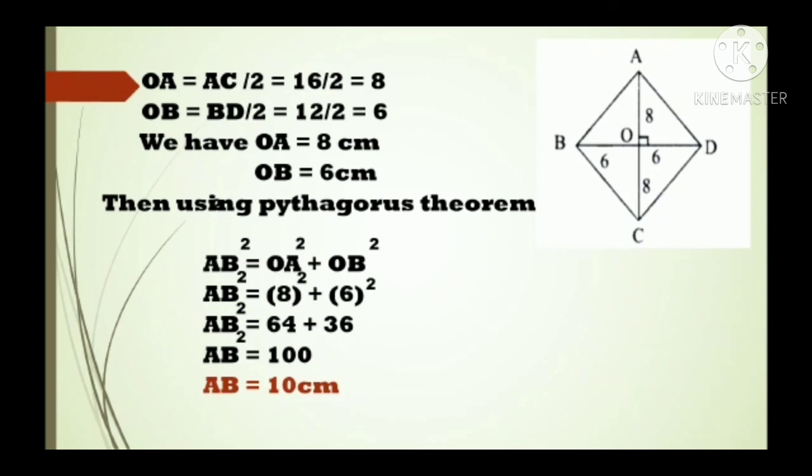Then what can we find? Yes, we have to find the value of the sides of the rhombus. So we have to find AB, AD, CD, BC. In the rhombus all sides are equal, isn't it?